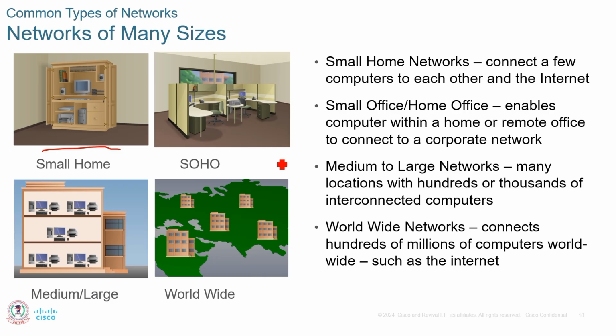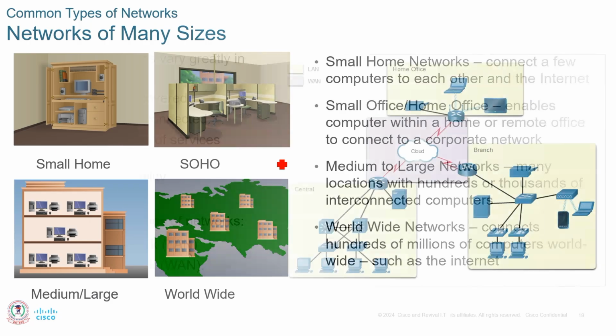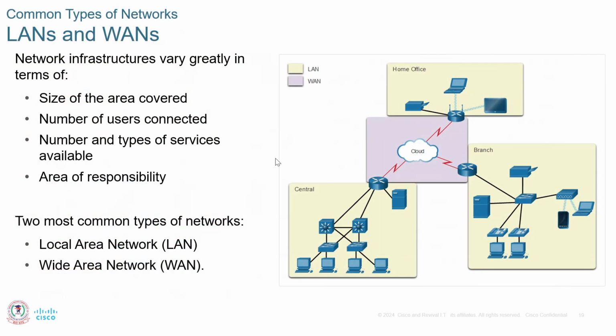A medium to large network has many locations with hundreds or thousands of interconnected computers. A wide area network, I always say, is the interconnecting of two or three local area networks. As we go further, we're going to break this down in the simplest way that you can digest it like never before. So we have the local area network and the wide area network.